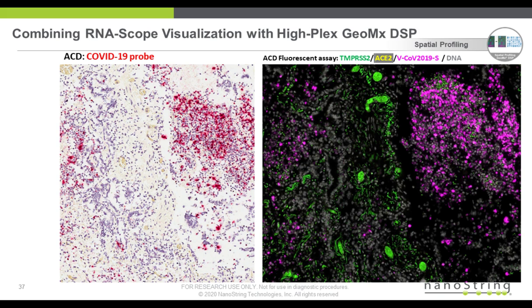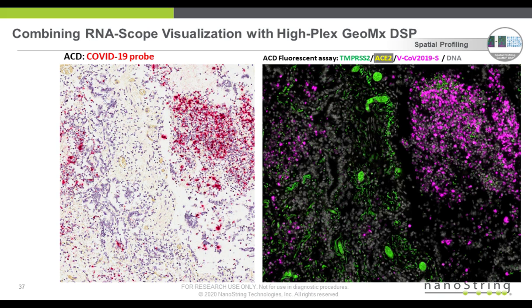So I'm now at the place where I can show you what this all looks like when you put it all together. This is a rapid autopsy fixed lung tissue. On the left side, you're looking at the COVID-19 virus probe. You can see the dark red, and this is a blow-up of a piece of that FFPE lung tissue. And over here, we've got the ACD probes all working in fluorescence mode, and you can see how they parallel.